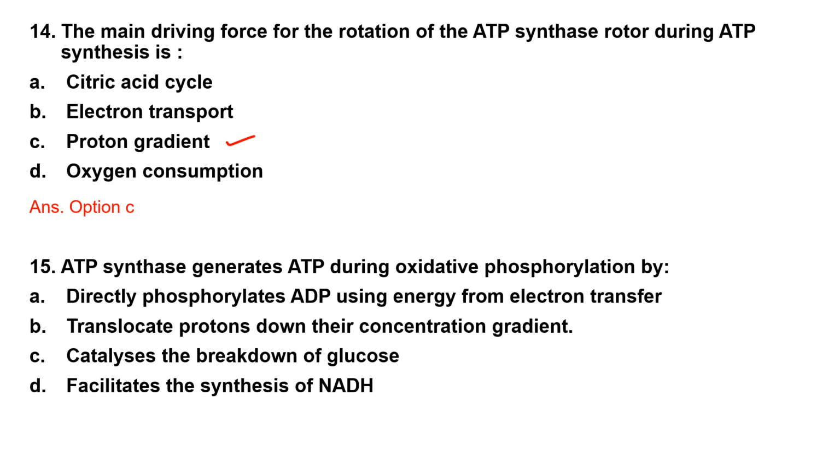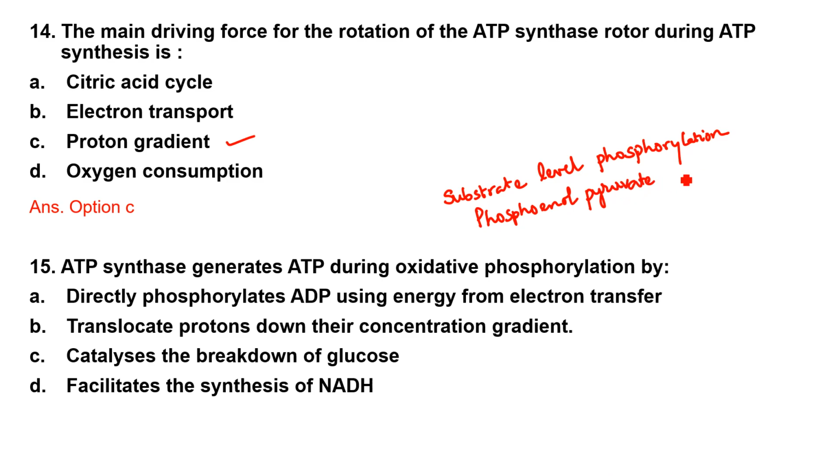ATP synthase generates ATP during oxidative phosphorylation by. So just now I was discussing substrate level phosphorylation and oxidative phosphorylation, right? So you have to understand the difference between them. So what is substrate level phosphorylation? For example, there is phosphoenol pyruvate. If you remember the glycolysis pathway, in the last step, phosphoenol pyruvate gets converted to pyruvate, right?